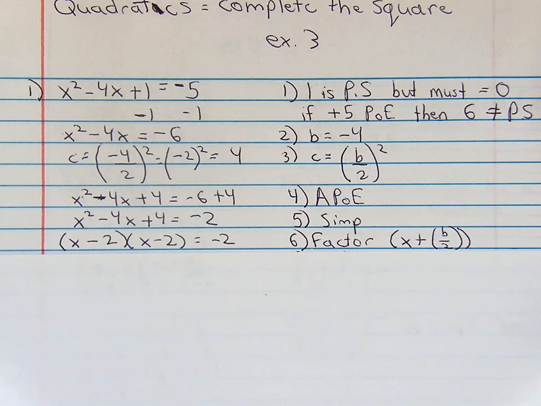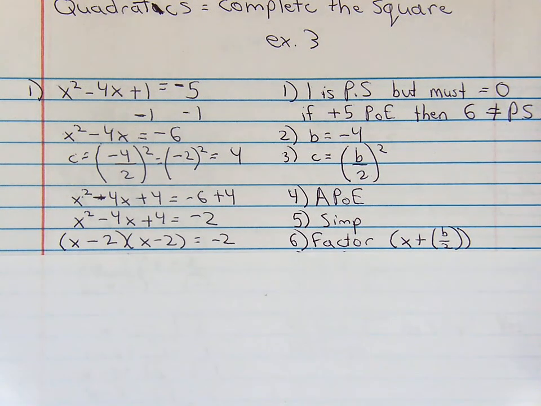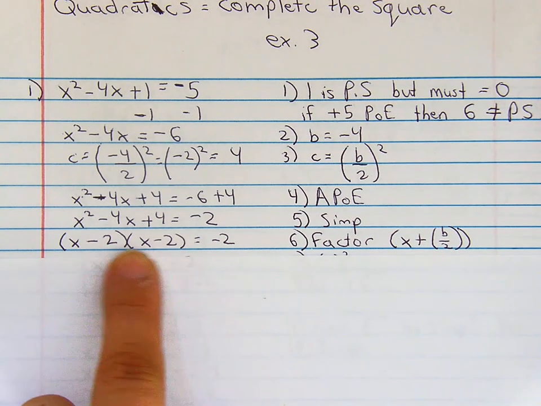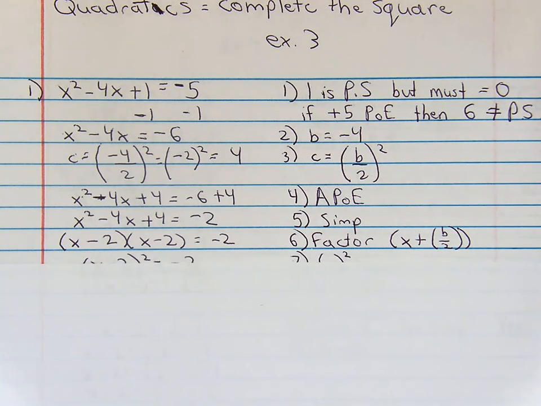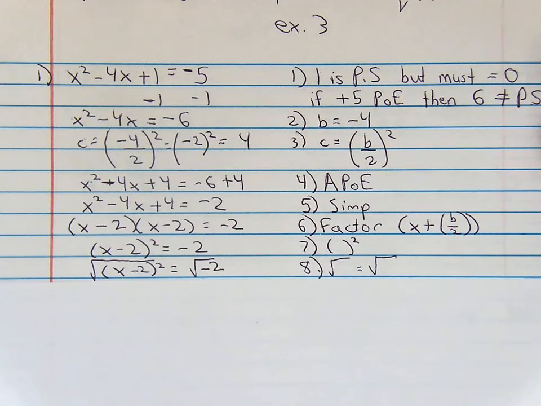Step 6 is you factor, and remember that this term here is going to be from our b divided by 2. So in this situation I have negative 2. I rewrite it as a square, and then I can square root both sides to start solving for my x.